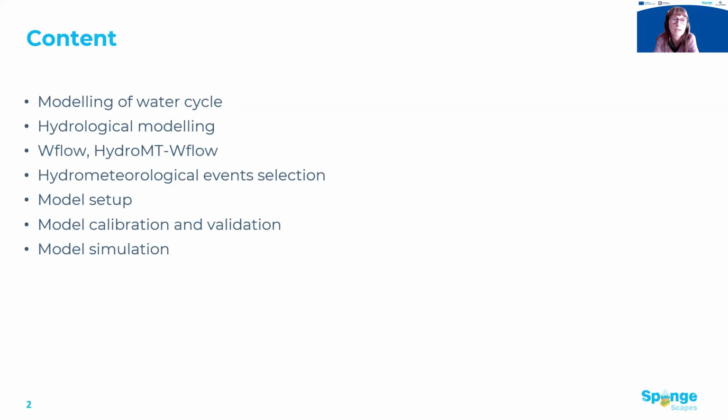So let's go quickly through the content. We'll start with the water cycle and continue with hydrological modeling. I'd like to present the WFlow model, which we implemented for our pilot catchment, the Gradaščica River. And then I would like to introduce the main model phases or components. The first one being selection of relevant hydrometeorological events. And then almost everything about model setup, followed by calibration and validation, and at the end, model simulation.